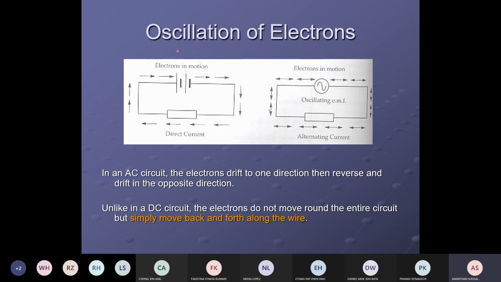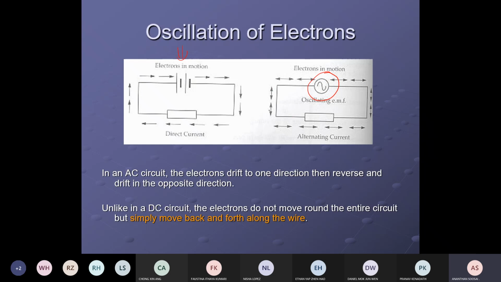So the first diagram on the left is a DC, direct current source, battery. Your DC supply. Positive terminal, negative terminal is fixed. The electron flows in one direction, and of course current flows in one direction. The alternating current has this symbol, like a sine wave symbol. The current flows half cycle clockwise, another half cycle anti-clockwise.